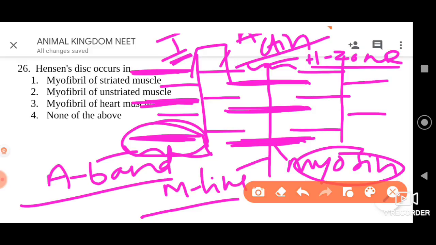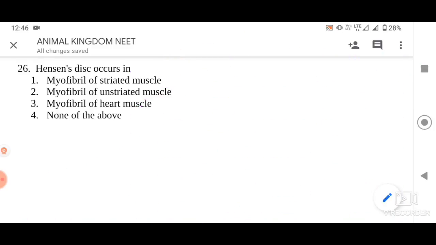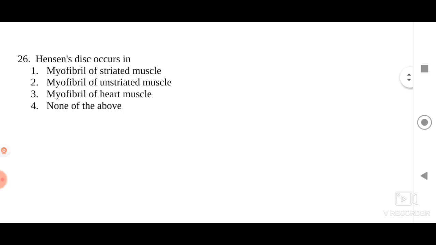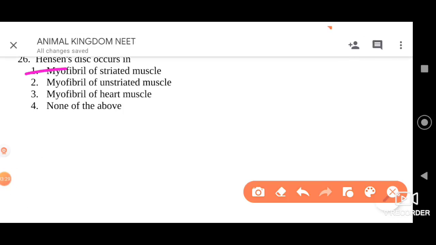Among the given options, it's very clear. This is the Z line, and from one Z line to another Z line we call it a sarcomere. By looking at the rough diagram, we have understood that Hansen's disc is in the myofibril of striated muscle. So option 1 is the correct one, and it is present between the two actin filaments when there is high stretching.